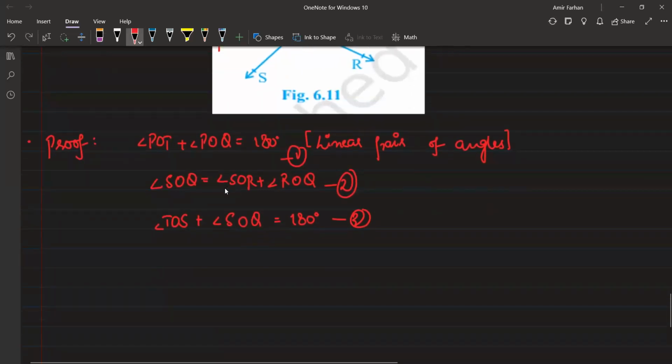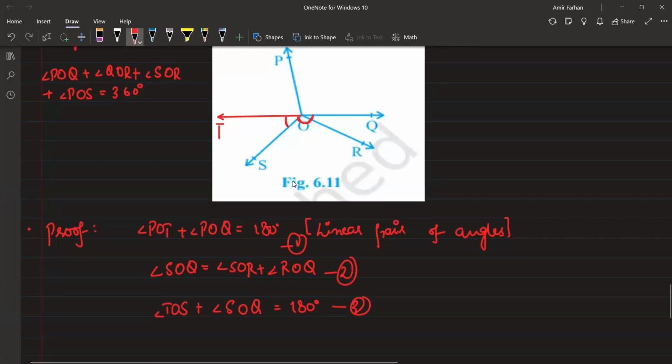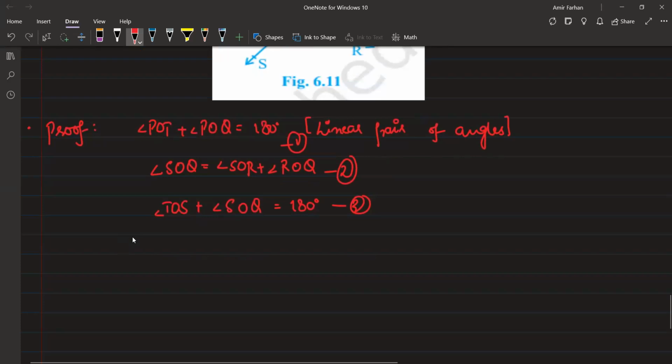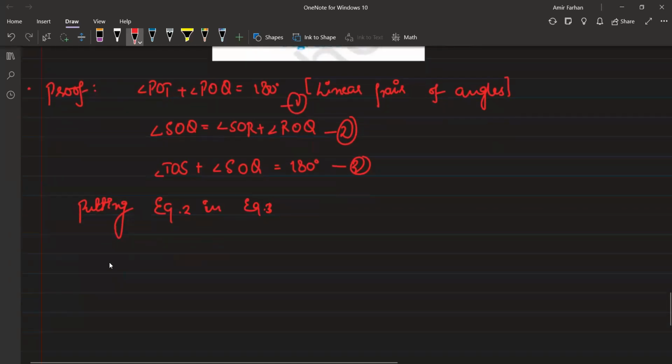Now tell me, can I write SOQ as SOR plus ROQ? Yes, sir. I can write SOR and ROQ in place of SOQ. Clear, very good. So putting equation 2 in equation 3: angle TOS plus angle SOR plus angle ROQ is equal to 180. This is our equation 4.